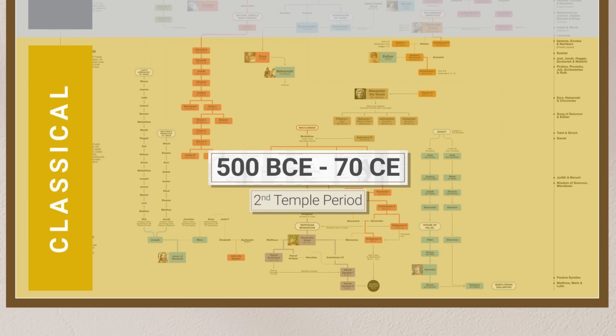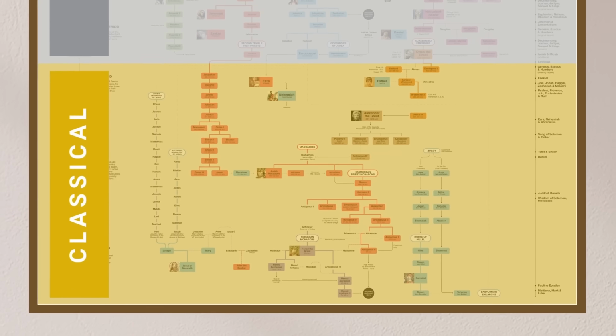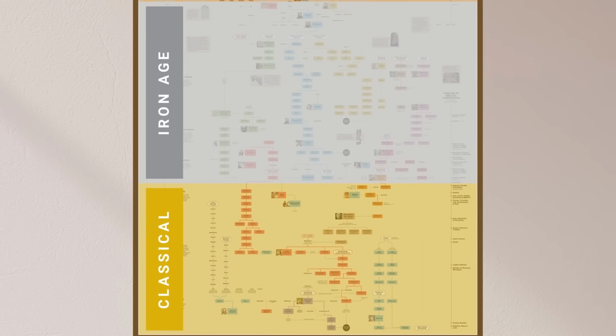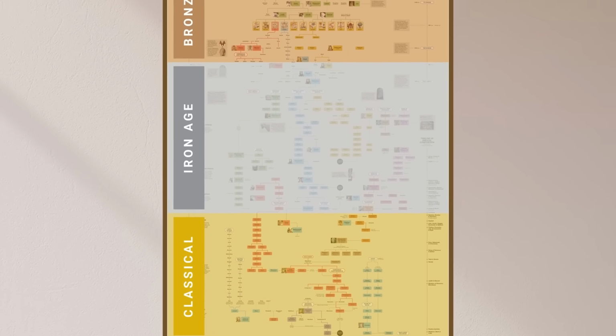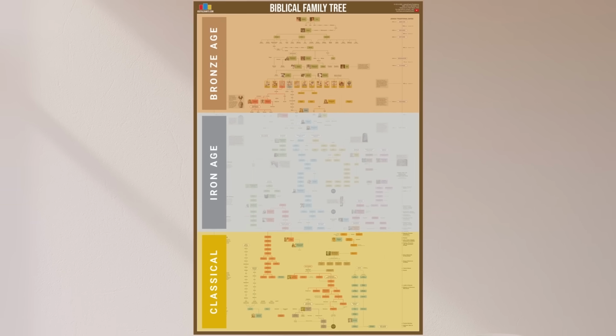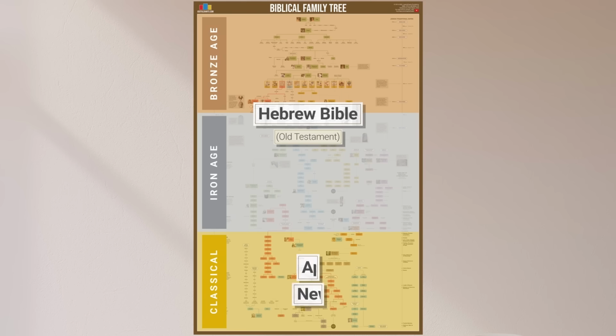So that's the rest of the chart. In this video, we're only talking about the Hebrew Bible, or what Christians call the Old Testament. So really, only the Bronze Age and the Iron Age are of interest to us. This is because almost all of the stories found in the Hebrew Bible occur during these two periods. In contrast, everything from the Apocrypha and the New Testament occurs during Classical Antiquity. I'll perhaps look at characters from those sections of the Bible in a future video.